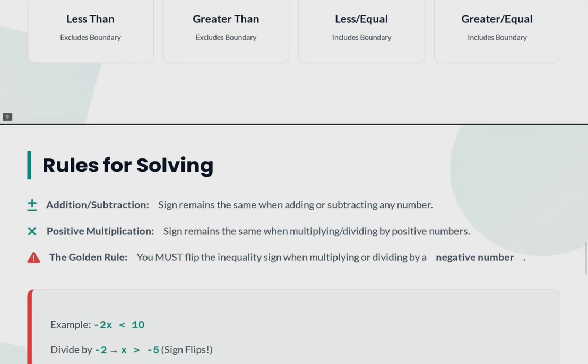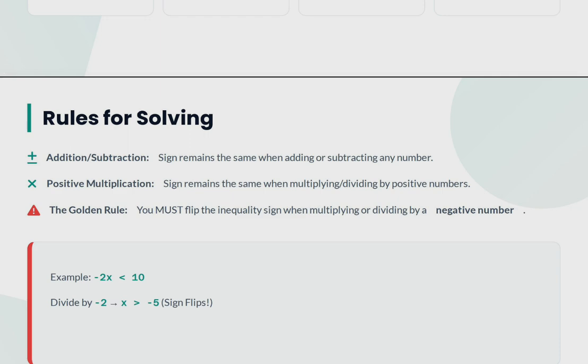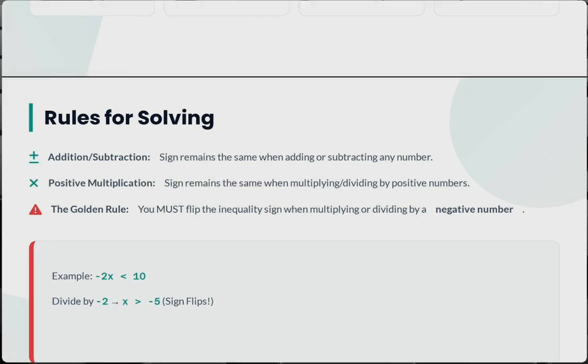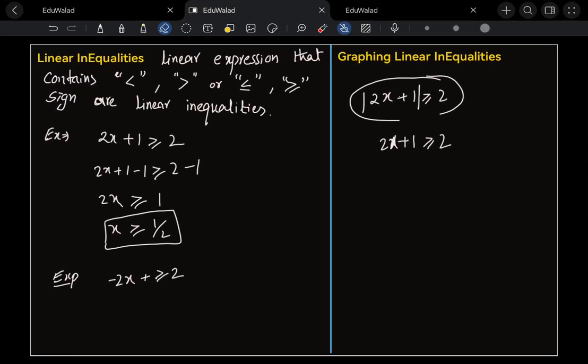So, the rules for solving these linear inequalities: when we add or subtract some numbers, the sign will remain the same. When we multiply with positive numbers, the sign will remain the same. But the golden rule is you must flip the inequality sign when multiplying or dividing by a negative number. So let's take an example.